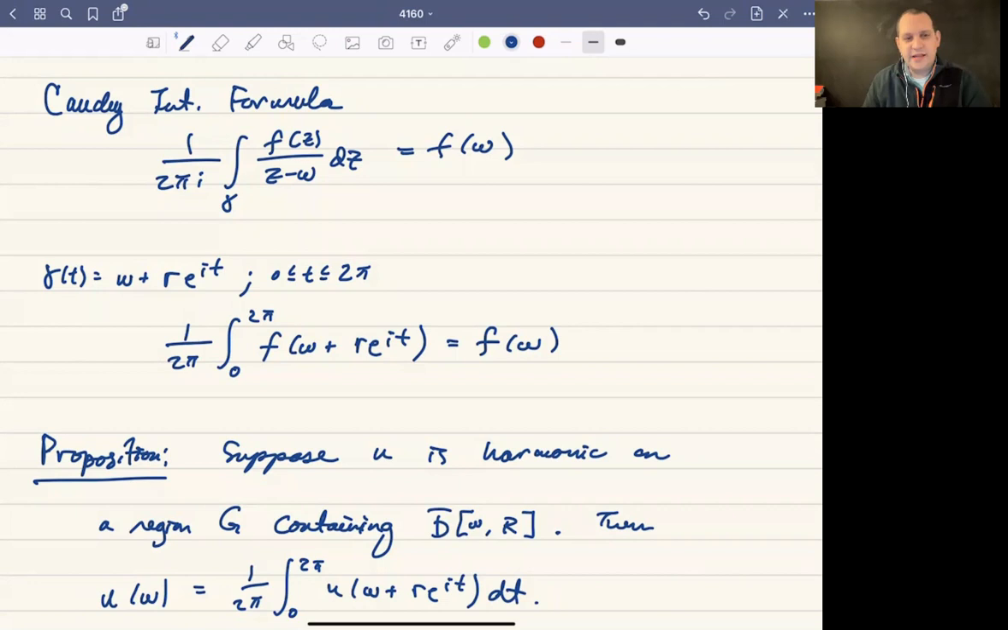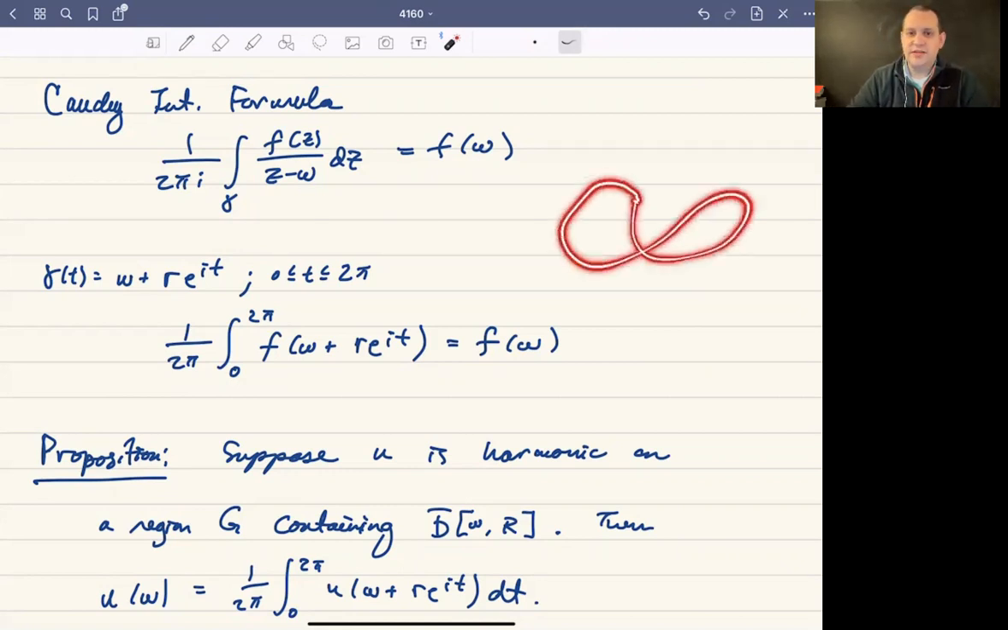So in order to set this up correctly, I want to remind you of the Cauchy integral formula, which says that under certain assumptions, this integral, 1 over 2 pi i times the integral of f over z minus w, is equal to f of w. The conditions here are that f has to be holomorphic on a region G, gamma has to be inside G, gamma has to be piecewise smooth, positively oriented, closed, and simple, meaning that the curve doesn't intersect itself.